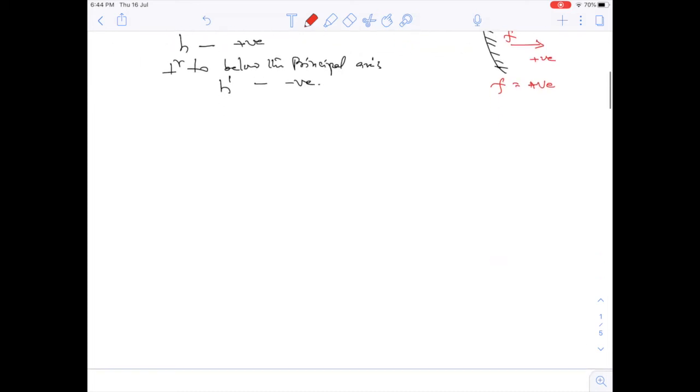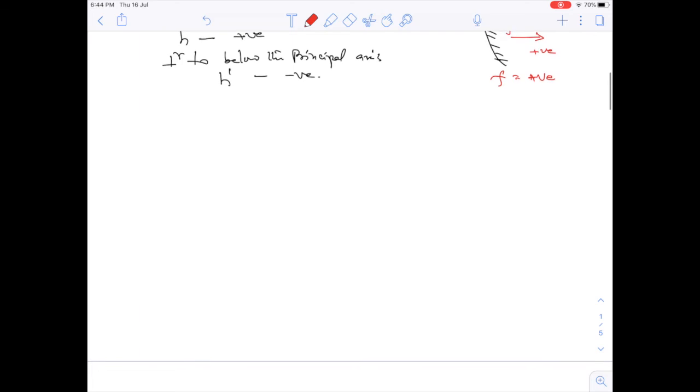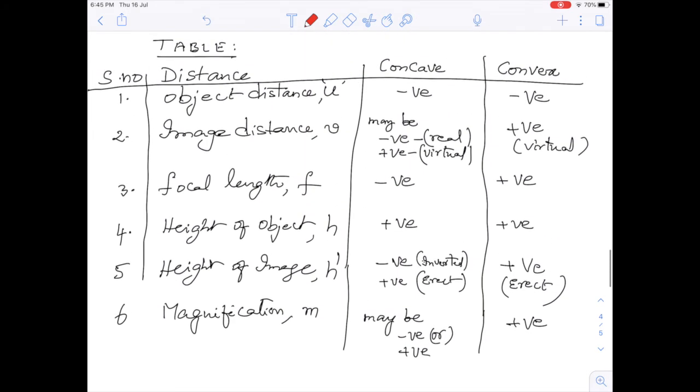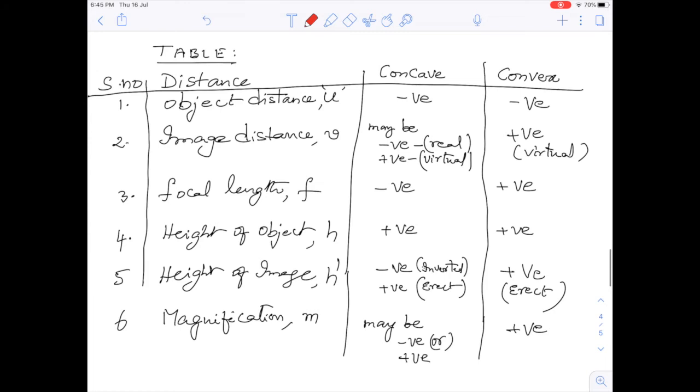So, having understood these points, we will now tabulate all these conditions and see how you can use this table for solving problems. Now, let us look at this. First point, object distance. I am giving you a consolidated table with these points so that you can easily take this table, understand and use it in solving problems in spherical mirrors.